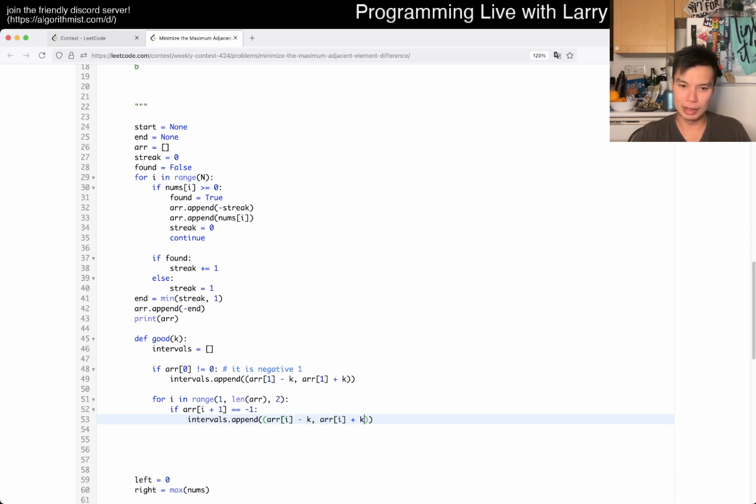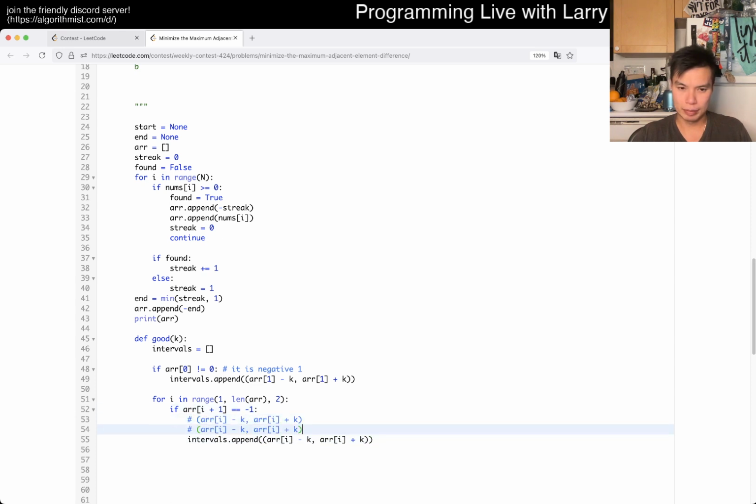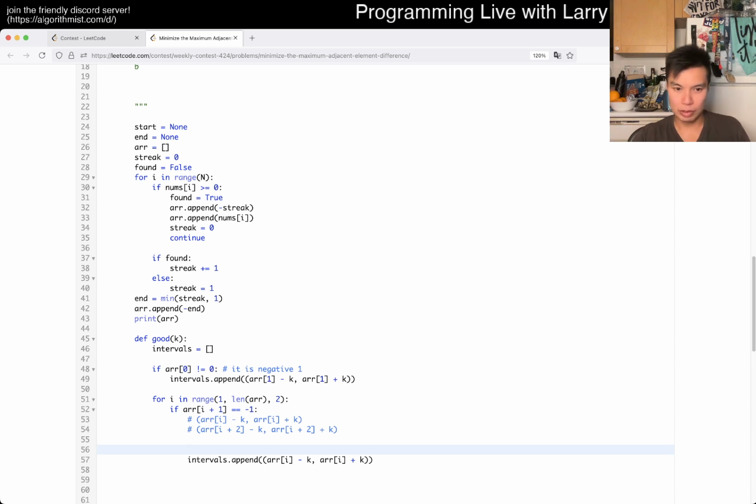Oh no, the intersection of this and this, right? Just the intersection of those two. So that is going to be max of this, min of this, right?